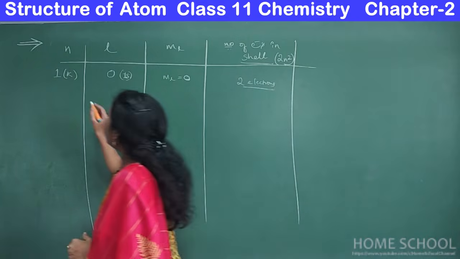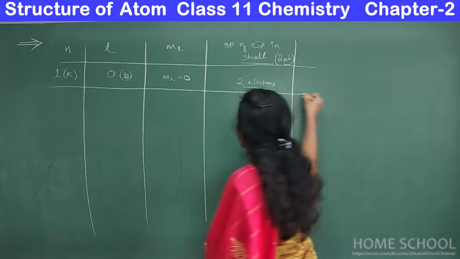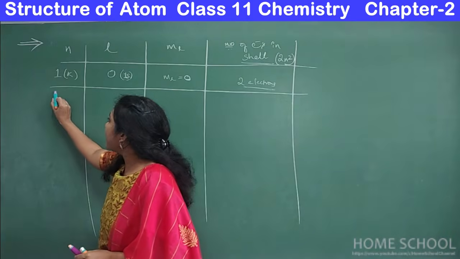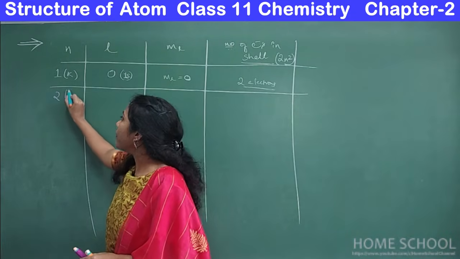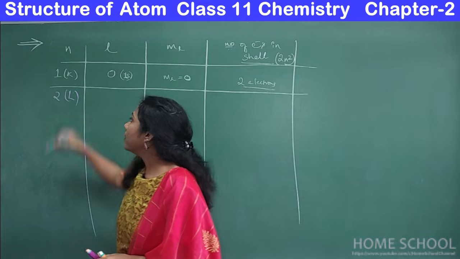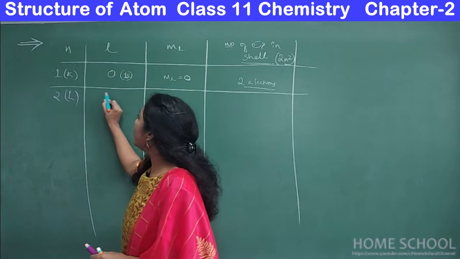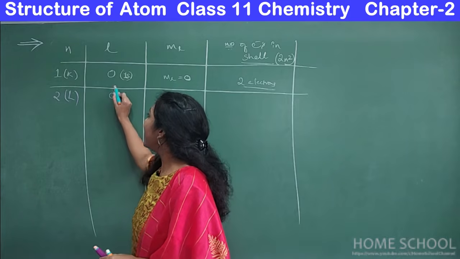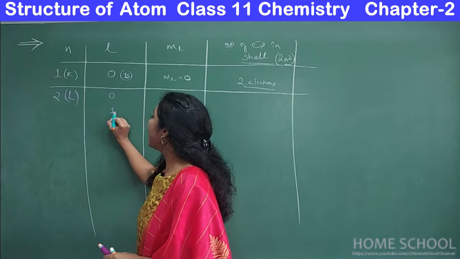Right, and coming to the second shell, we will talk about the second shell now. Our second shell is n is equal to 2. We will call it the L shell. So when n is equal to 2, there are 2 possible l values. One is 0, the other one is 1.